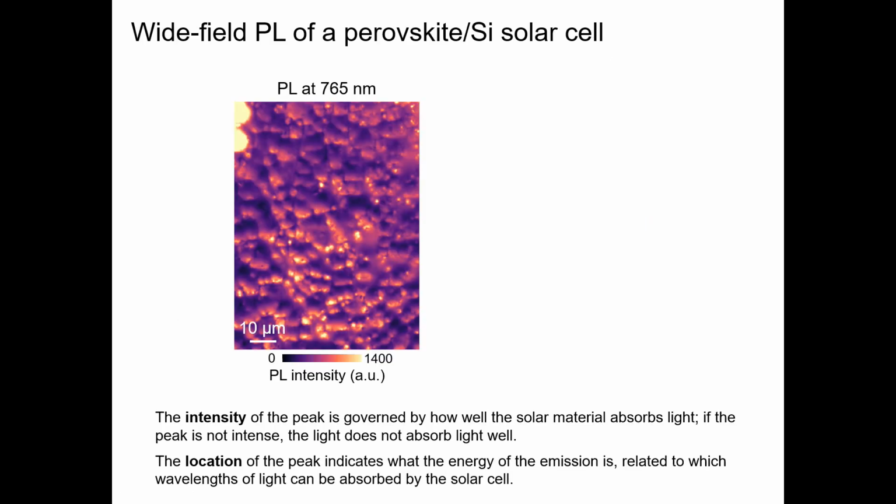So this is what a photoluminescence map of the perovskite on top of silicon looks like. And what we want to see would be a very uniform map. That means everything is working really well. However, what we get are non-uniformities.